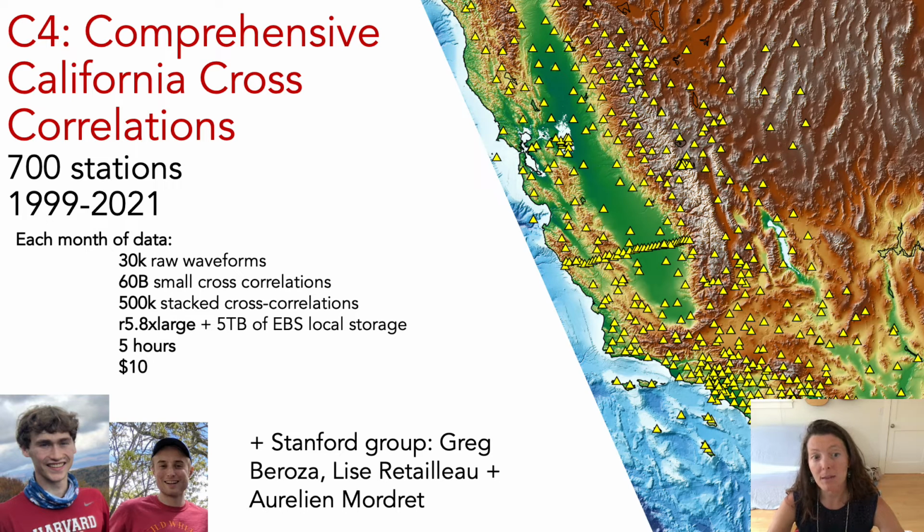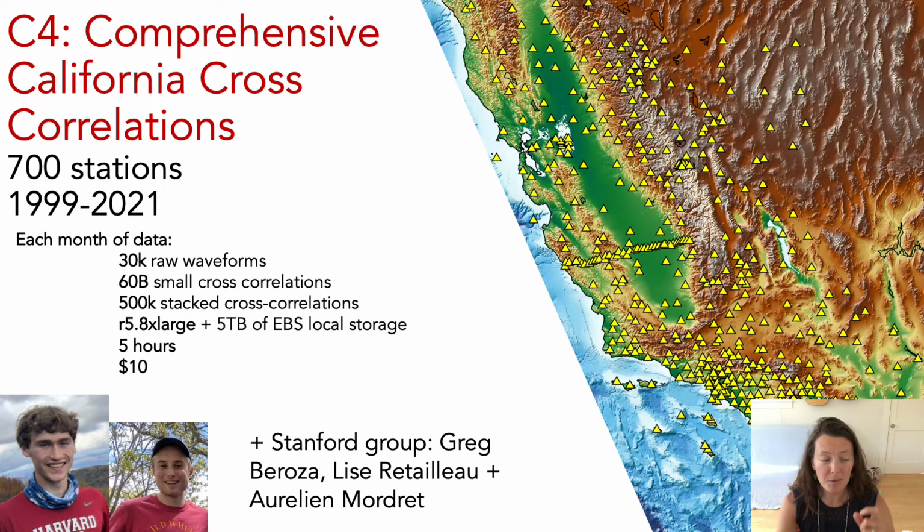We're looking at over 700 stations from 1999 until 2021. A month of data is a good time period to work with a single instance. So on 1 month of data for a single instance, we can gather 30,000 raw waveforms. We've created 60 billion cross correlations, which is impractical, so we stacked and downsized to 500,000 cross correlations for post-processing.